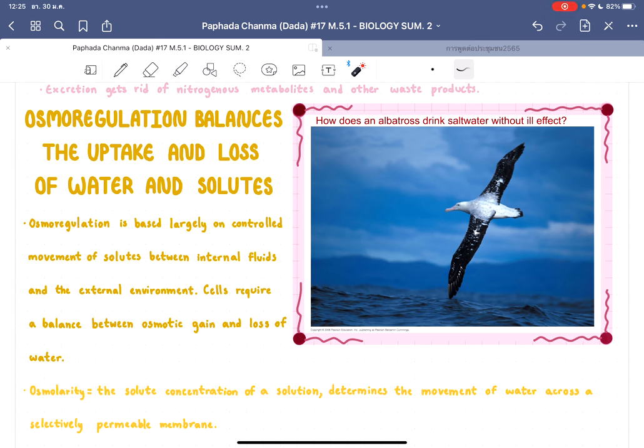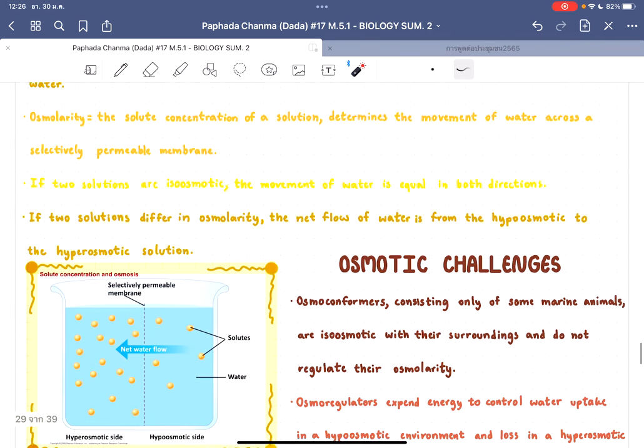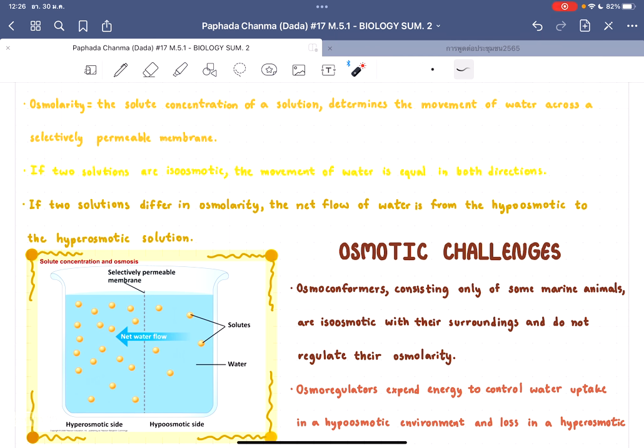Osmoregulation is based largely on controlled movement of solutes between internal fluids and the external environment, so it requires a balance between osmotic gain and loss of water. Osmolarity, equal to the solute concentration of a solution, determines the movement of water across a selectively permeable membrane. If two solutions are isosmotic, the movement of water is equal in both directions. If two solutions differ in osmolarities, the net flow of water is from the hypoosmotic to the hyperosmotic solution.